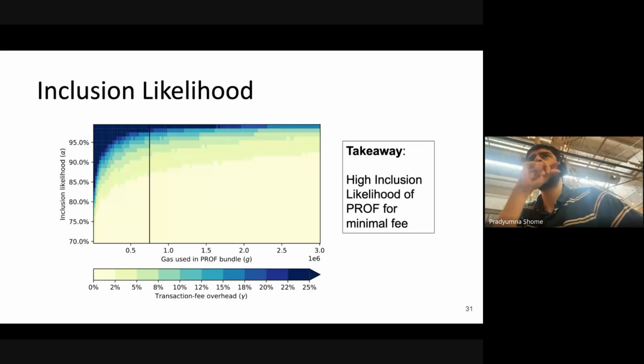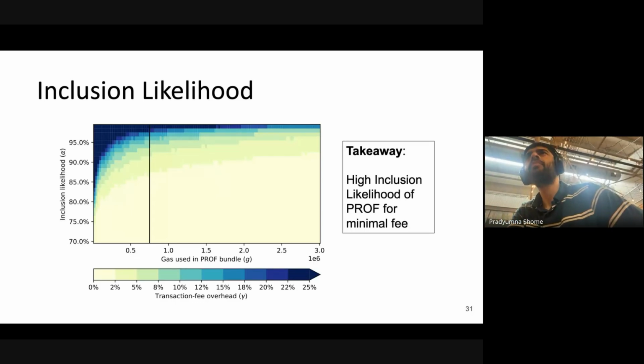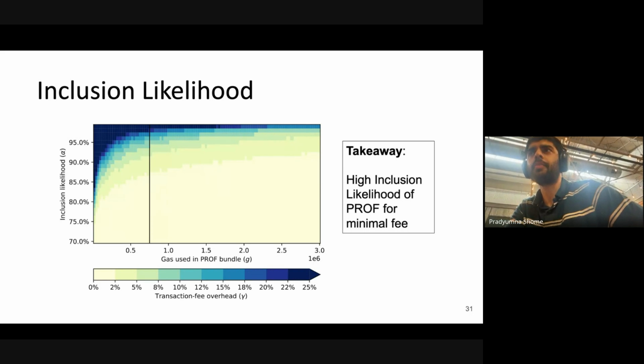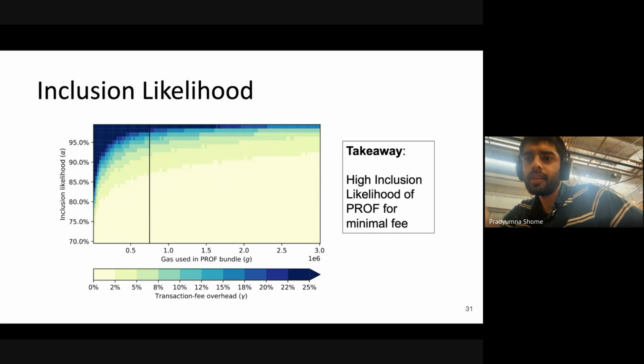How can we assume that these only go to PROF? Aren't there other protection schemes that would also apply to the PBS bundle?